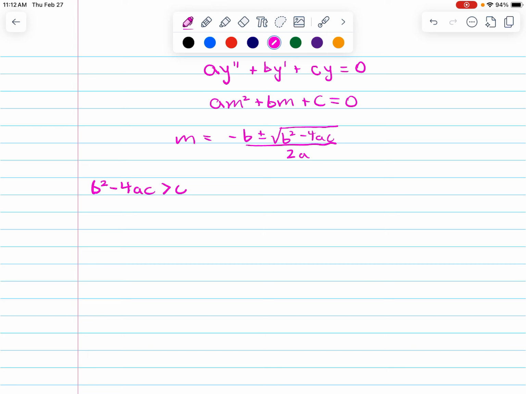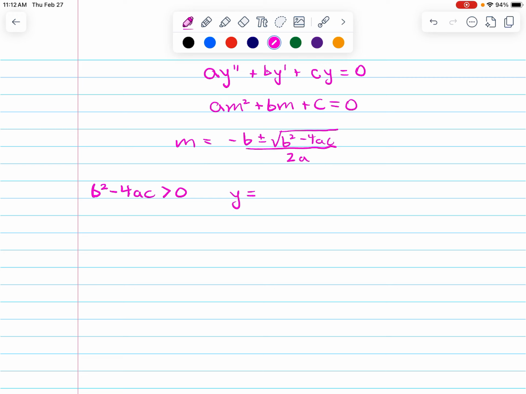If that is greater than 0, then our solution looks like this. Y equals C1 e to the m1x plus C2 e to the m2x. Okay, that's what our solution is going to look like. Now, let's suppose that b squared minus 4ac is equal to 0. Then our solution is going to look like this. C1 e to the m1x plus C2 x e to the m1x. There's what it's going to look like.